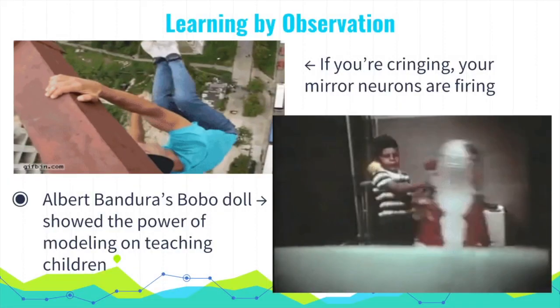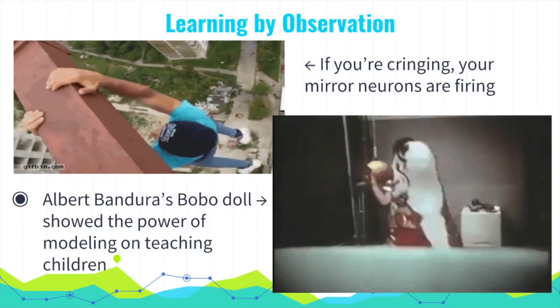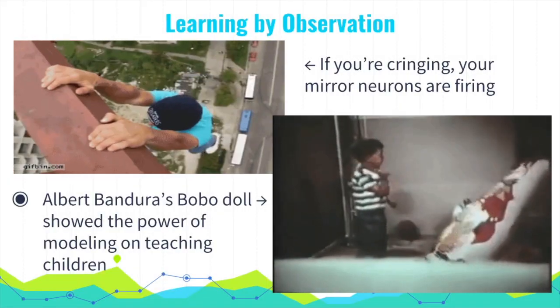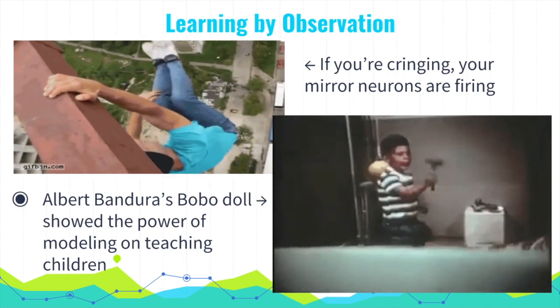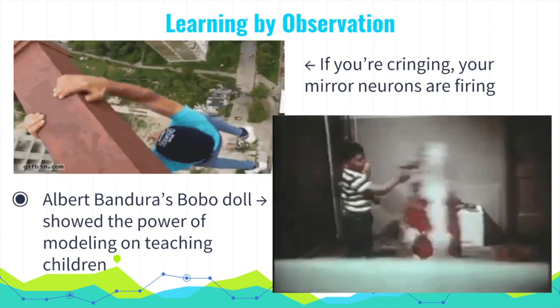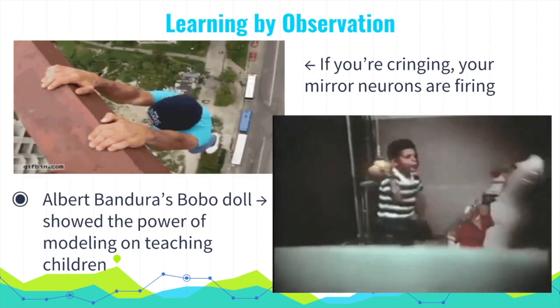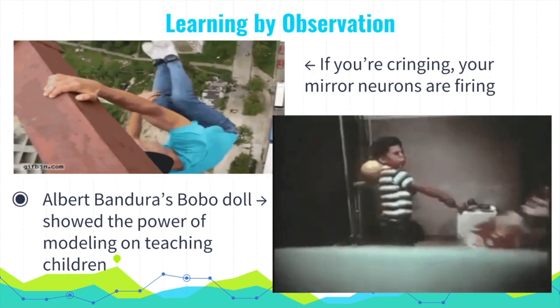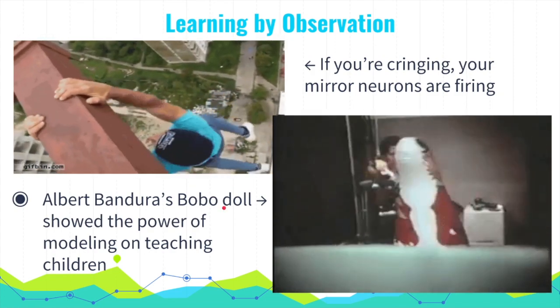Well, kind of. Learning by observation, or observational learning, is as simple as it sounds. Humans, along with most animals, learn a great deal through watching the actions of others. This process is called modeling, and it's incredibly simple and widespread.